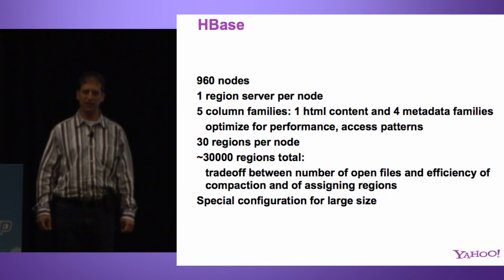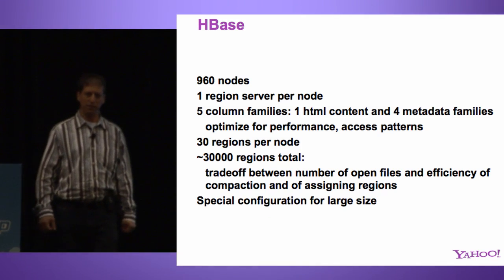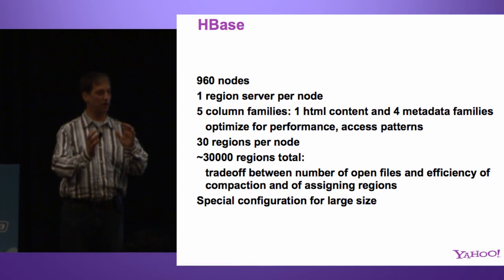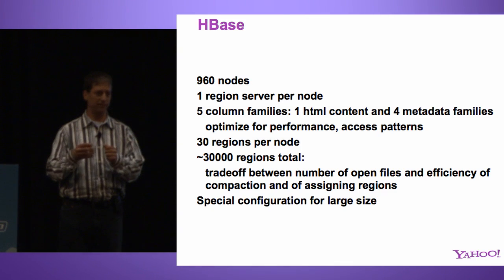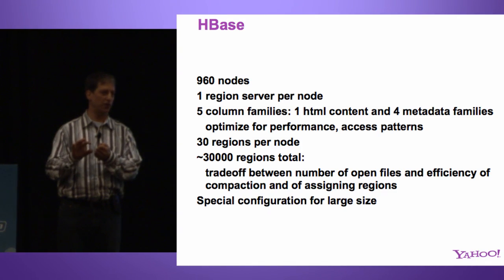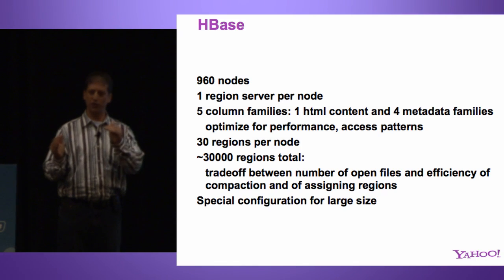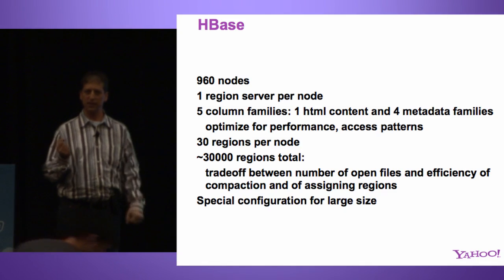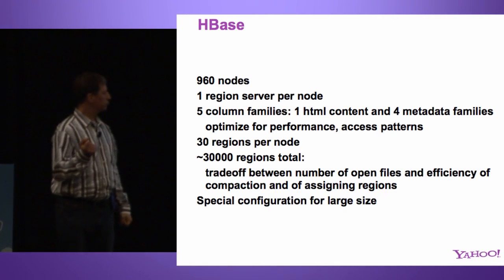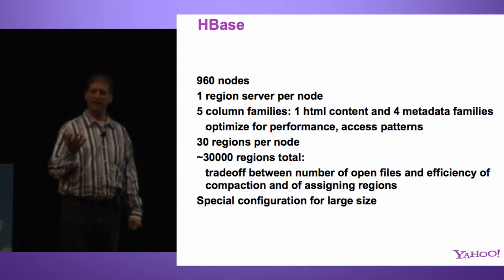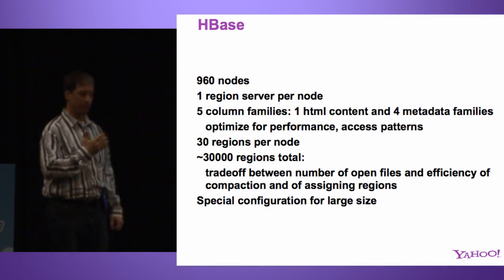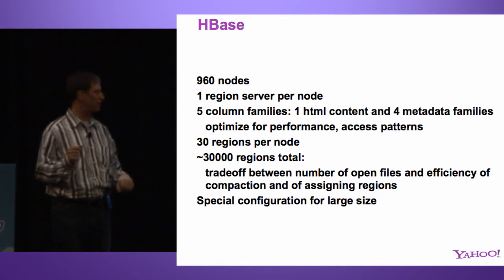And optimizing for access patterns. Our families are very different. We have one family, which is the actual HTML content from the web, which is very large. We have other families, which are metadata, which are very small. If you don't need the content, then you can use only the small data families and get better performance. Also, the data itself is different, and I don't want to go too much into that because it touches on the application, less on the infrastructure. 5 is where we converged as the optimum.